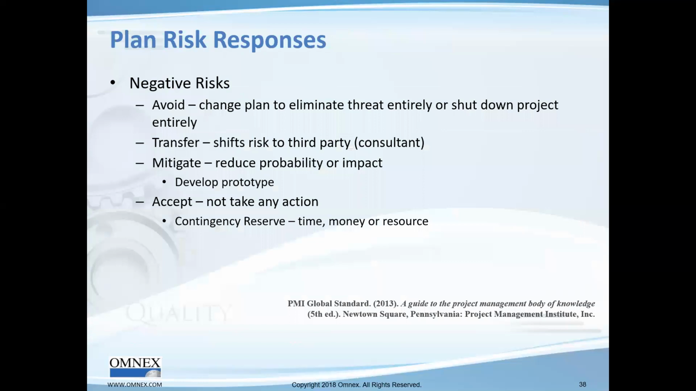Now, when planning risk responses, we've done up to the controls, but you want to look at the control activities. If you have a negative risk, there are four different ways of doing it. You could avoid it. You can change the plan to eliminate the threat entirely, or if you're doing this on a project level, to shut down the project. You can shift risks to a third party. So we can shift the risks, for example, if you have suppliers, we could shift the risk to suppliers and let them take care of it, or to different areas. You can mitigate, reduce the probability or impact, or you could accept.